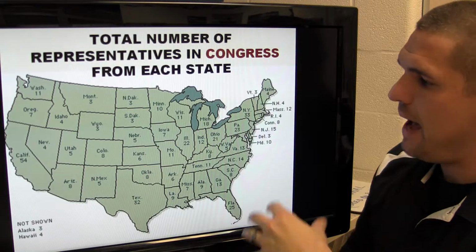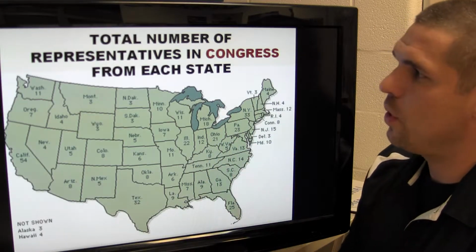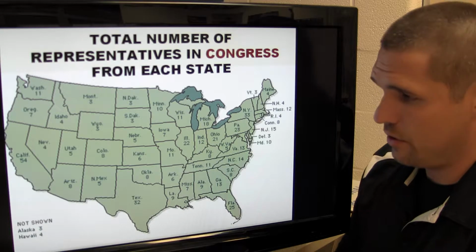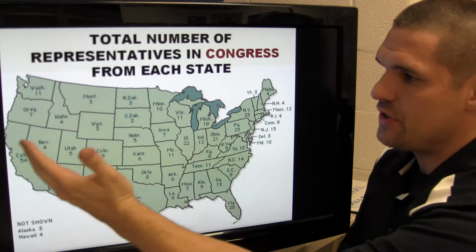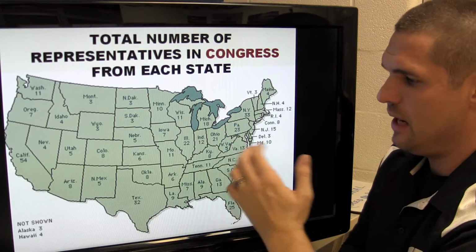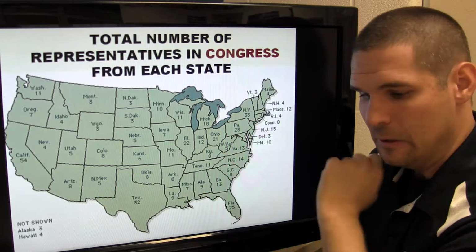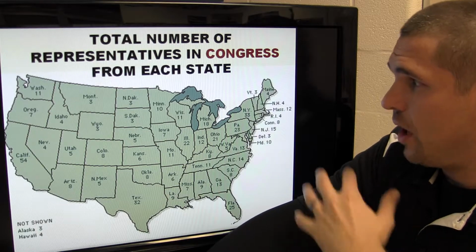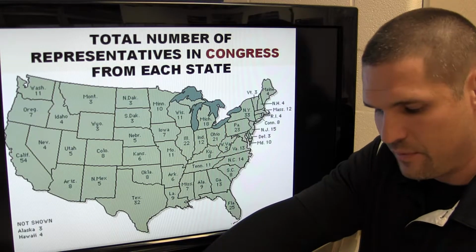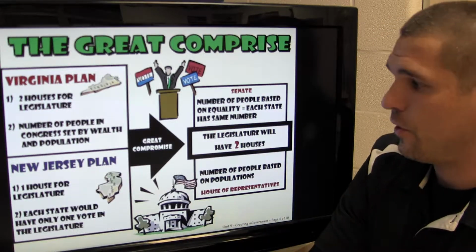And here is a map breaking down the total number of representatives in Congress. Obviously, you're going to see California is going to have a lot more than Indiana. Texas is going to have a lot more than Kentucky. And these numbers also play into the Electoral College, as we discussed earlier.